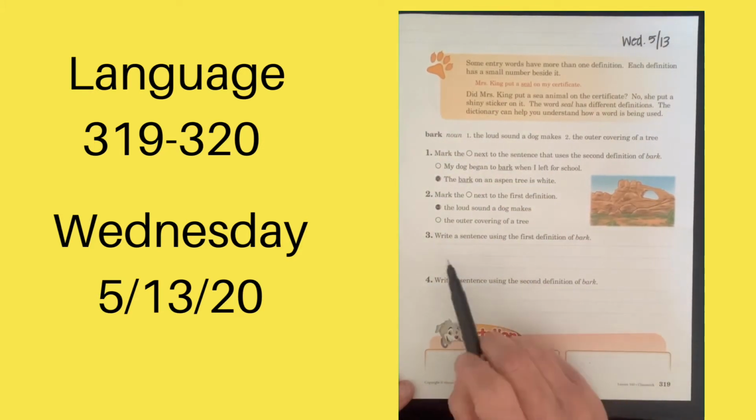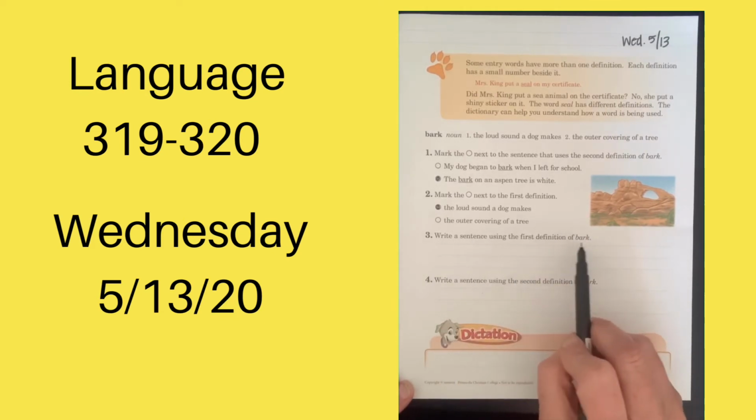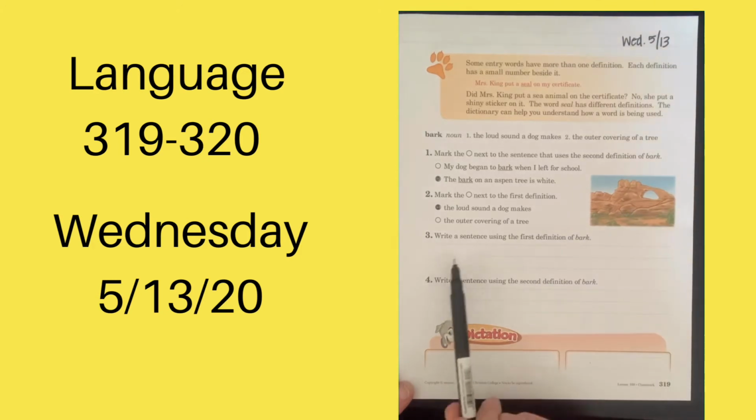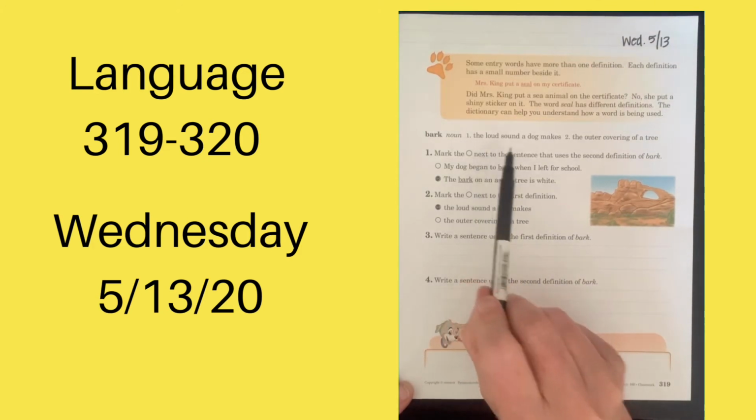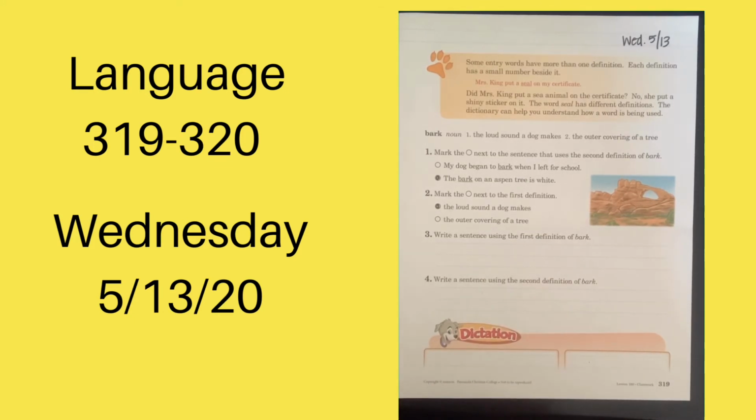Okay, now number 3, it says write a sentence using the first definition of bark. So they want you to write a sentence using bark like the sound a dog makes. Like my dog will bark in the yard if someone comes to the gate. Then on the second one, they want you to write a sentence using bark as tree bark. Like the tree bark was very thick and hard to peel off. So just write your sentences and then come on back. You can pause the video and we'll do the back.